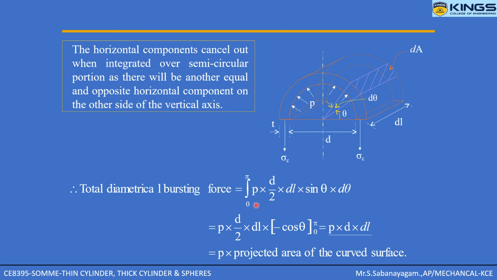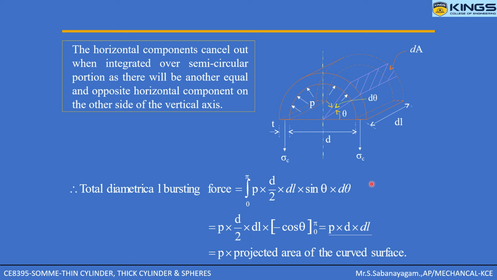On integrating, as this is a cross sectional view, the limit will be 0 to pi. If this is a full hollow cylinder, then the limit will be 0 to 2 pi. So the integral from 0 to pi of p into d by 2 dl sin theta d theta. The horizontal components cancel out when integrated over the semicircular portion. This horizontal component, that is cos theta, will get cancelled out because it is a semicircular portion, right? As we had taken a semicircular portion.